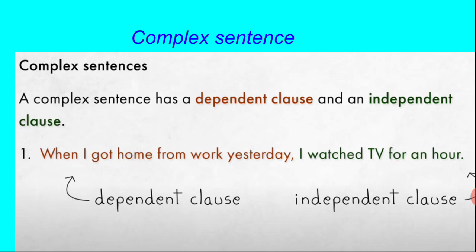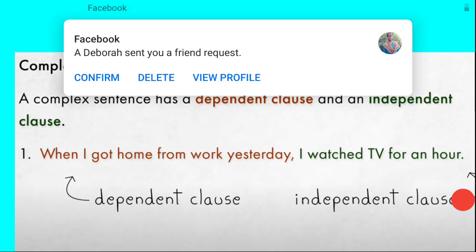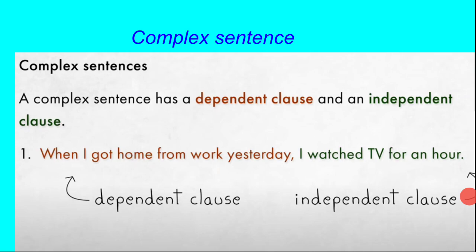When I got home from work yesterday, though it has a subject I, though it has a verb got, still the meaning is incomplete. That is why it is called a subordinate clause or a dependent clause. The dependent clause alone cannot stand by itself and give meaning. Just try. When I got home from work yesterday, you will say, what happened? So it has to depend on the independent clause. What happened? I watched TV for an hour.